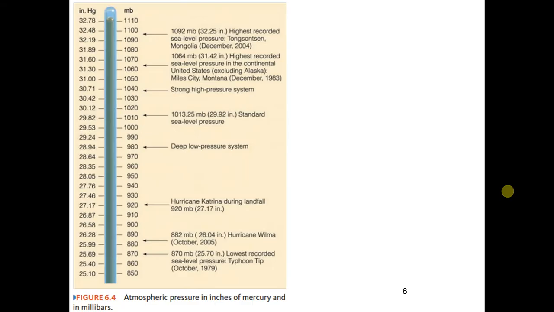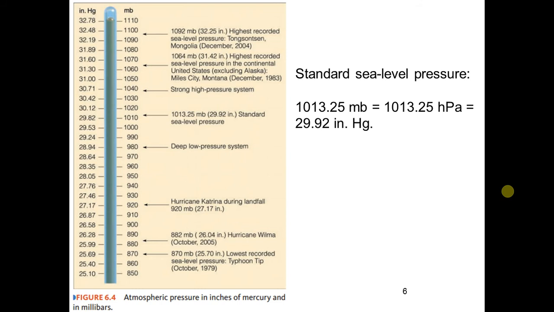Now, here is a figure showing extreme sea level pressure values. Basically the range of sea level pressure across the surface. You know, standard sea level pressure has a value of, you may recall from lecture 1, 1013.25 millibars. And because 1 millibar equals 1 hectopascal, 1013.25 millibars is equivalent to 1013.25 hectopascals. And that's also equal to 29.92 inches of mercury.